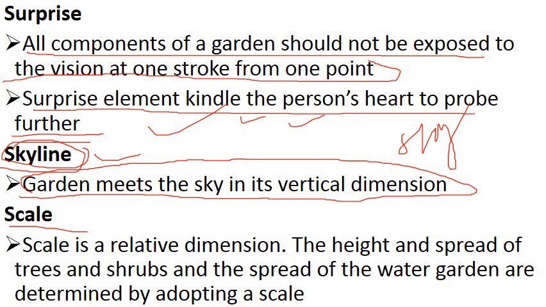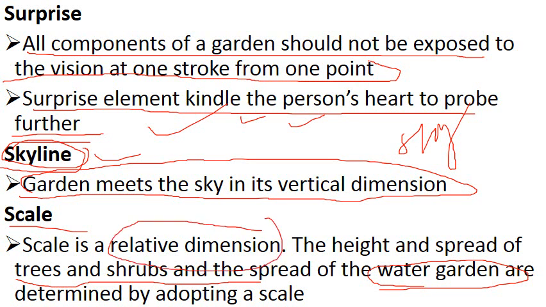Then comes scale. Where do the scale things come in? Just imagine a water garden. In that water garden there is a huge tree and shrubs also, and it spreads throughout the crown. So there the scale feature is there. It is the relative dimension. So the height and spread of trees and shrubs and the spread of the water garden are determined by adopting scales.